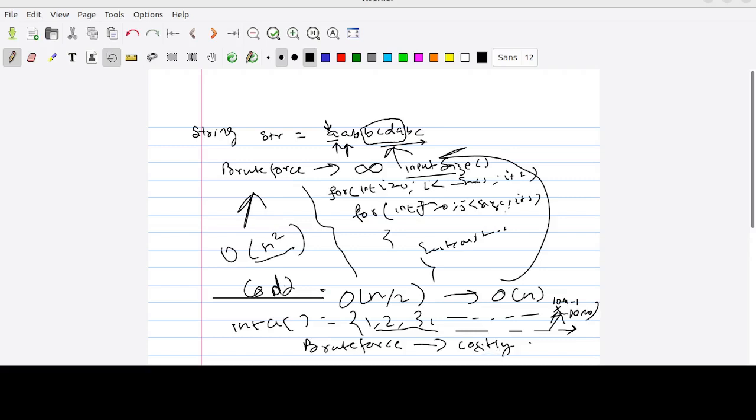In the best case, if the number we are searching for is at position 1, then it won't impact. But we are talking about the worst case, not the best case. So what could be the possible solution in this case? This is the problem with brute force approach.